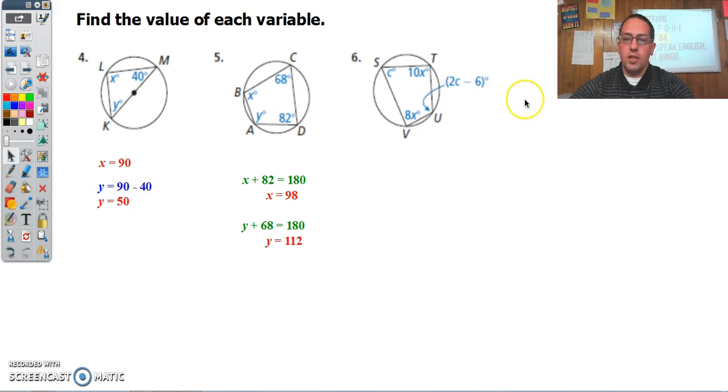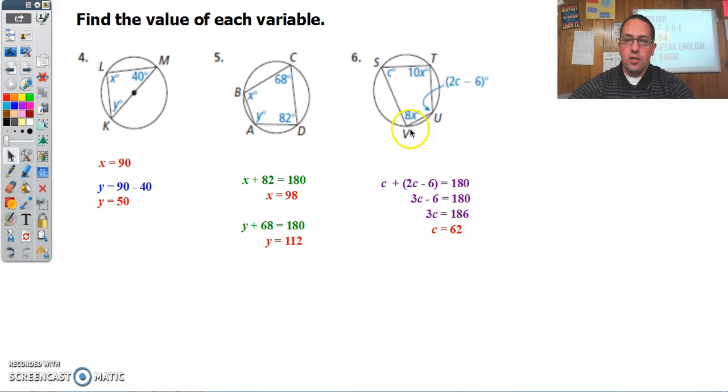Number 6, slightly more complicated, only because we have expressions and not just straight up numbers. Still, same thing we did on number 5. C is opposite the 2c minus 6, angle S and angle U, so they must be supplementary. So c plus 2c minus 6 equals 180. Combine like terms, so add 6 to both sides, divide by 3, and c is 62 degrees.